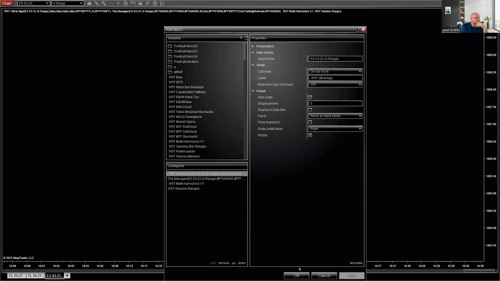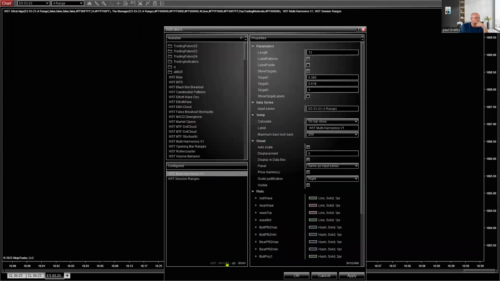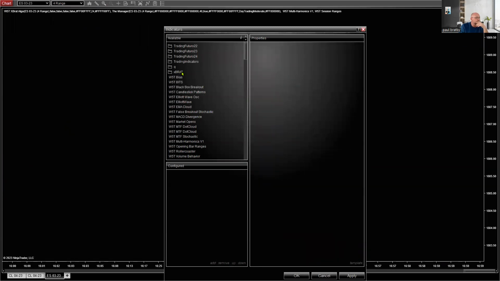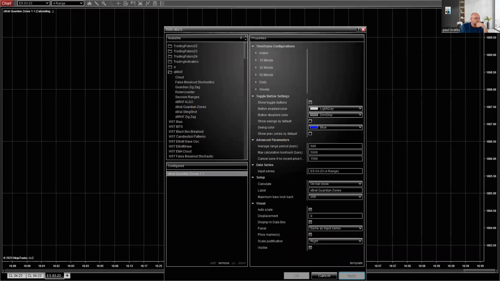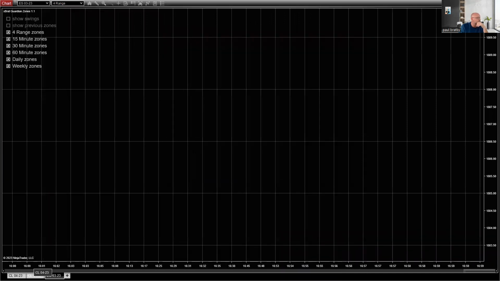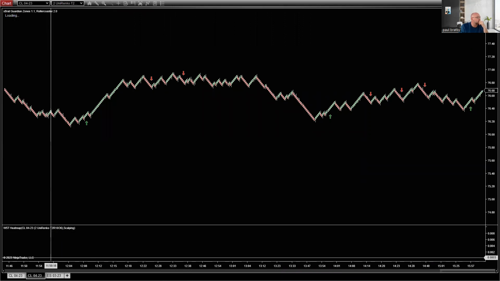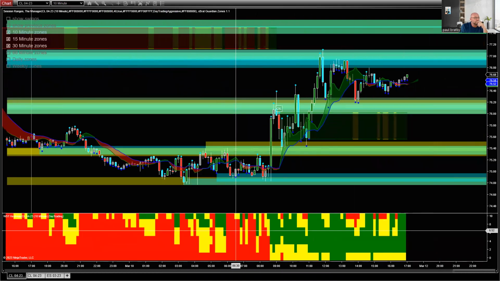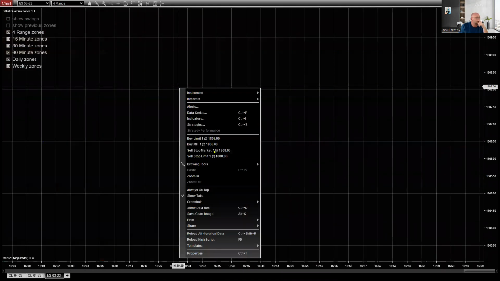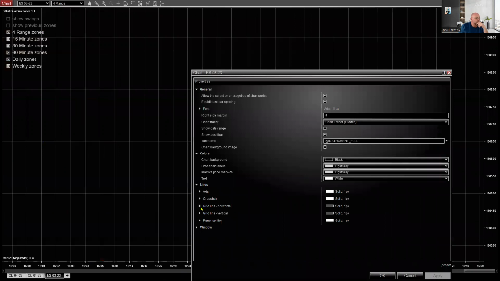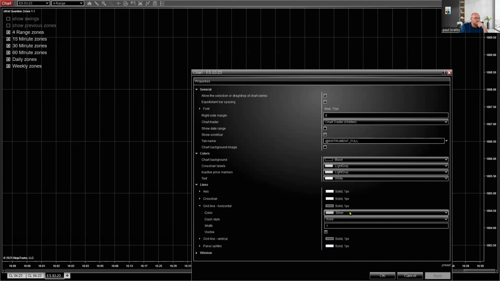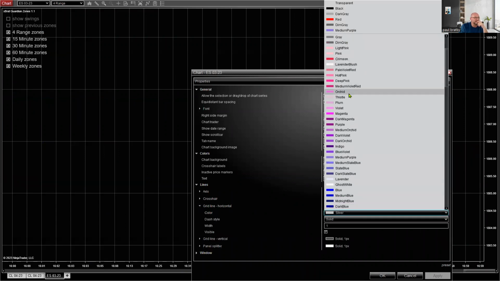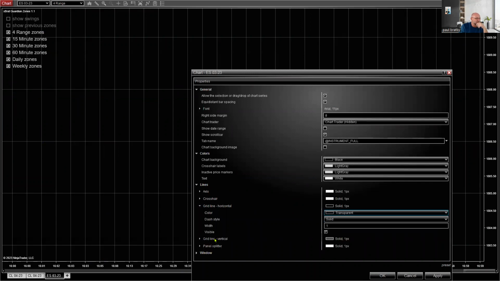Let me get rid of those a second. And then we add guardian zones. Click apply. Still loading those Unirenko ones. I'm asking it to do quite a lot now. I want to change those chart properties. Don't like grids at all. Anybody a grid fan? They're a distraction.